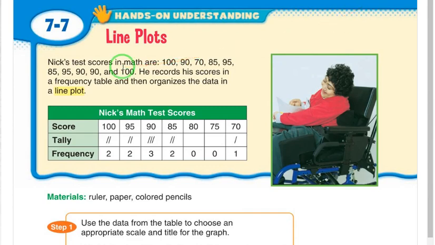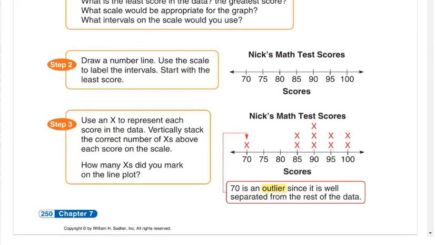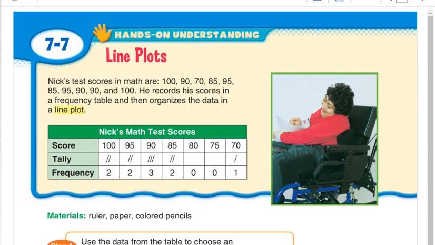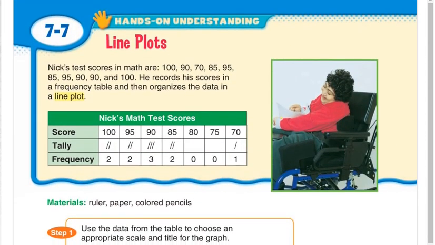Today our lesson is about line plots. You can find this lesson in your textbook in chapter 7, lesson 7, page 250. After this lesson, you are requested to interpret and explore making line plots to organize and interpret data. Okay, so we will start with this example.